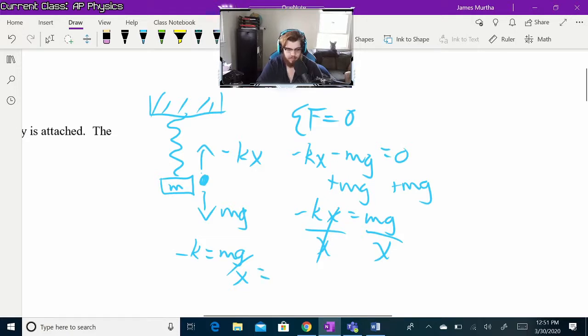We know that our mass is equal to 5, because that's what the problem told us. Gravity is a constant, so it's equal to 9.8, which is super awesome. So does our spring force always equal mg?